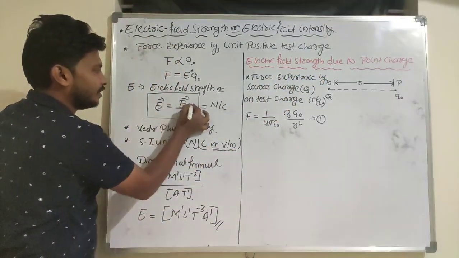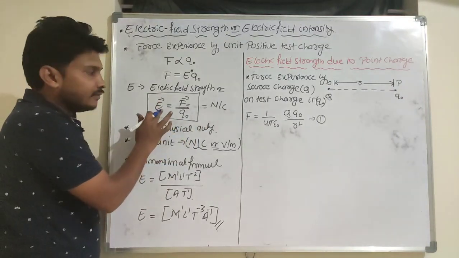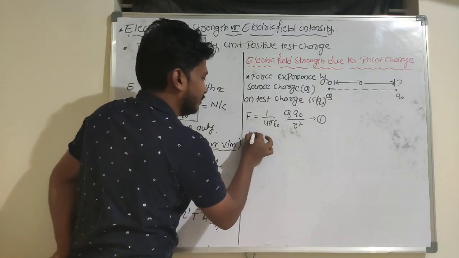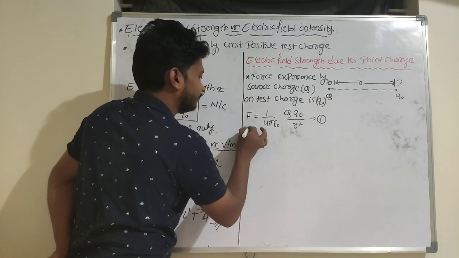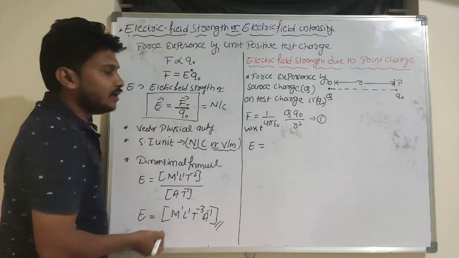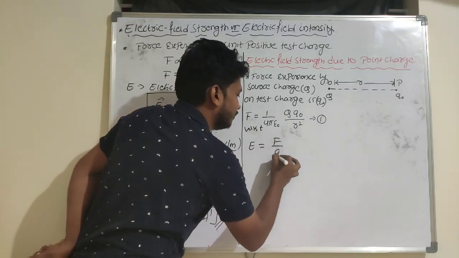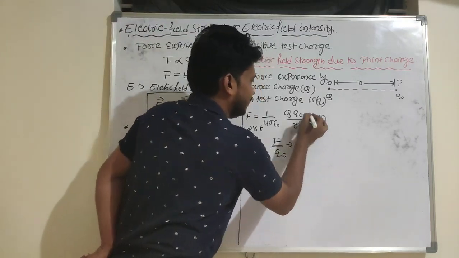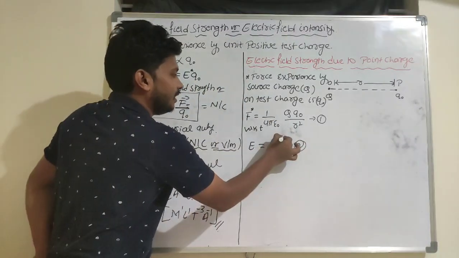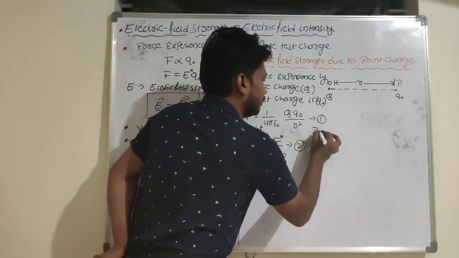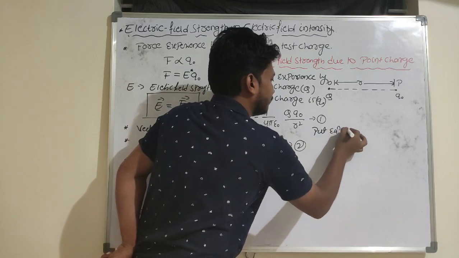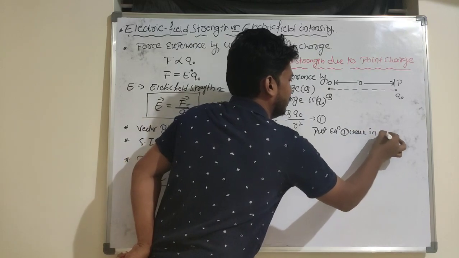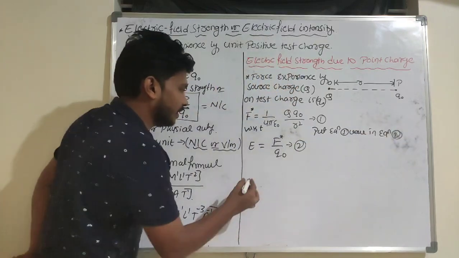So I know the relation between field and force. What is the relation between field and force? E is equal to F by Q. So we know that the relation between field and force, E is equal to F by Q or F by Q naught. So I will substitute that F value, put equation 1 value in equation 2. So what will you get here?